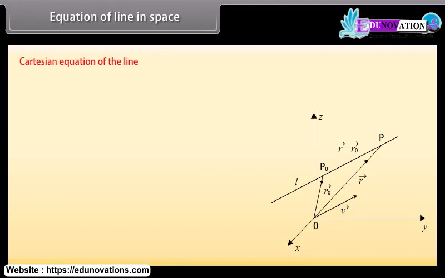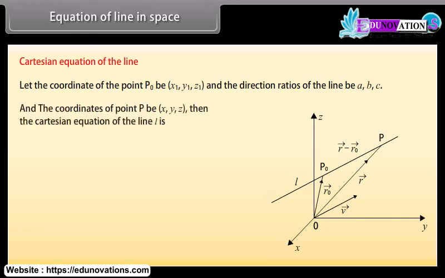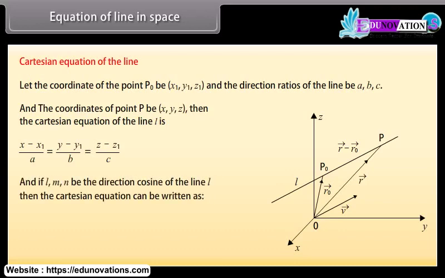Cartesian equation of the line. Let the coordinate of the point P0 be x1, y1, z1 and the direction ratios of the line be A, B, C. And the coordinates of point P be x, y, z, then the Cartesian equation of the line is x minus x1 by A equals y minus y1 by B equals z minus z1 by C. And if L, M, N be the direction cosine of the line L, then the Cartesian equation can be written as x minus x1 by L equals y minus y1 by M equals z minus z1 by N.